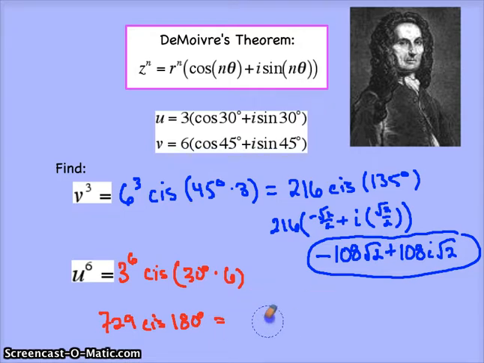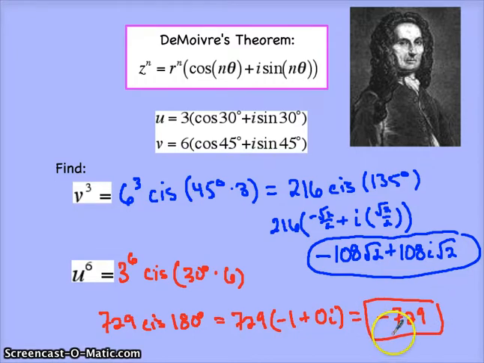We'll write this out for you here. So we've got 729 times, again, cosine would be a -1, plus I, the sine of 180 degrees. Well, sine of 180 is just 0. So essentially that disappears, and -1 times 729 is really just -729. Go ahead on the next page here.